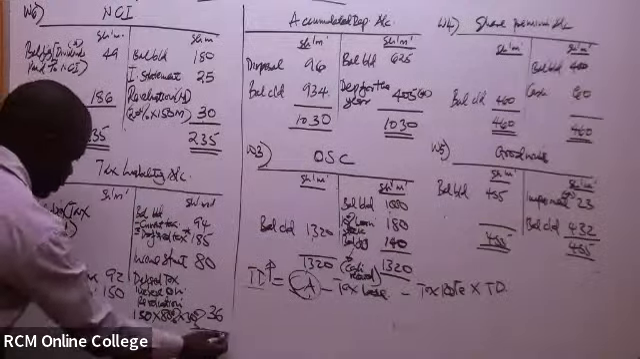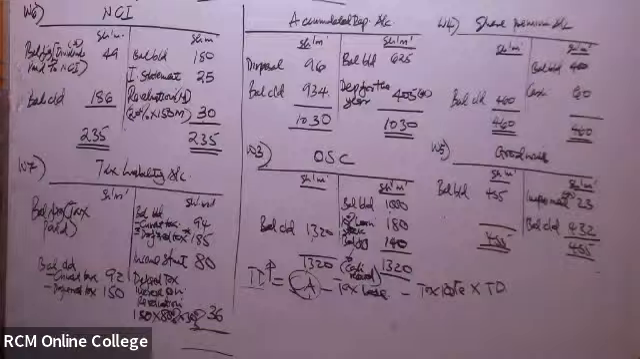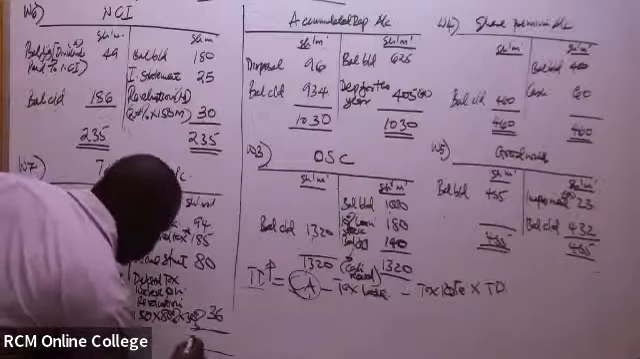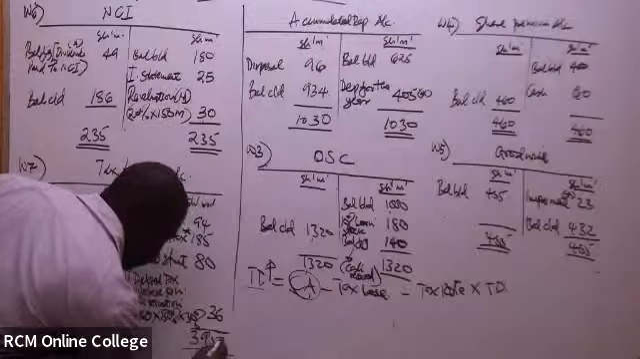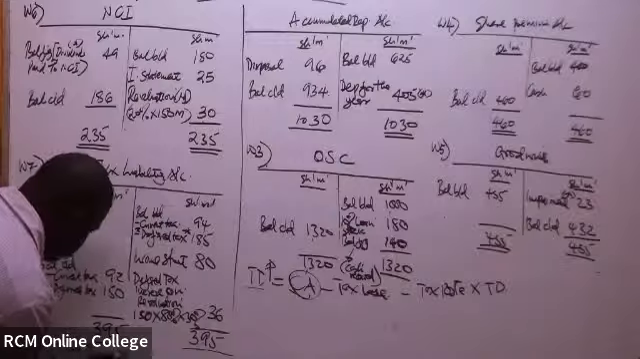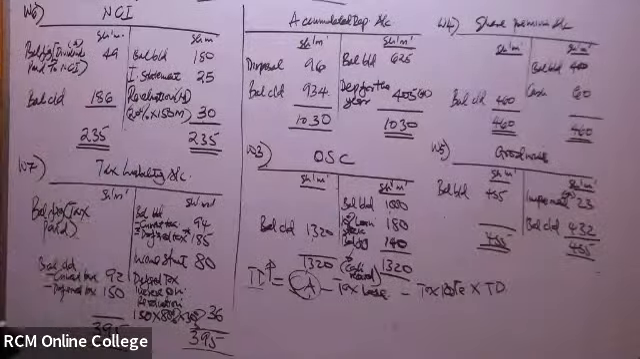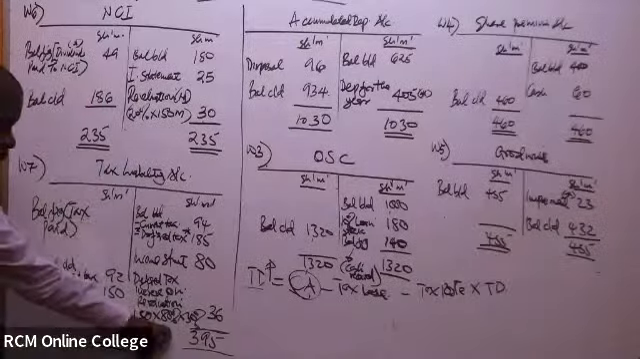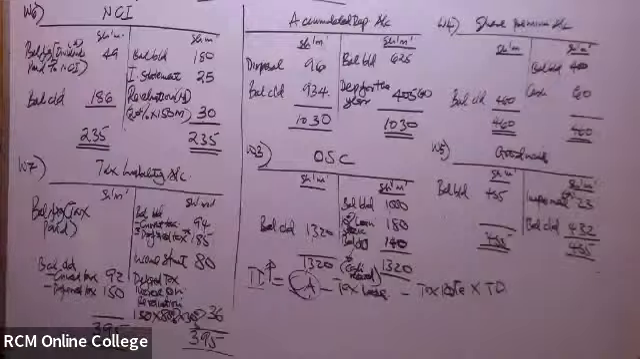So what is the total when you add? It is 395. So 395 minus this 80%, which is the percentage of control.